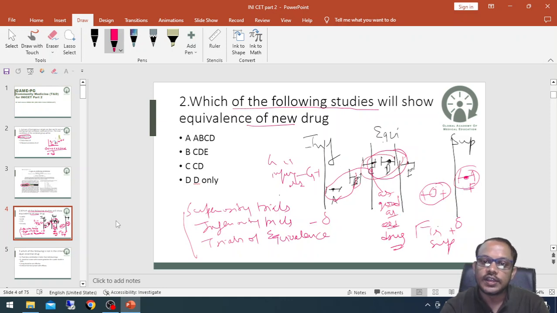So, both C and D are in the zone of equivalence. This E is beyond the equivalence, so E is not included here. So, our answer should be C and D, okay. This shows equivalence of the new drug, that these C and D drugs are as good as the old drug, or you can say that it is a trial of equivalence, okay. It is not superior, not inferior, but it is equal to the old drug, okay. So, that is the trial of equivalence which is asked in this question, okay.